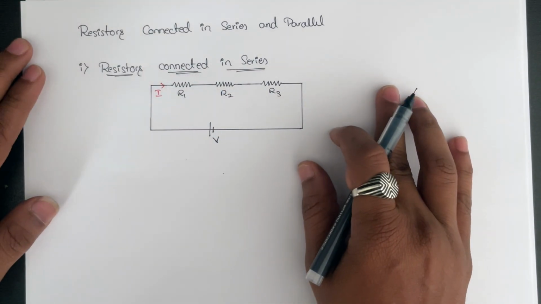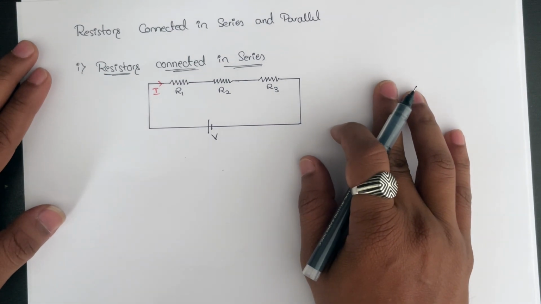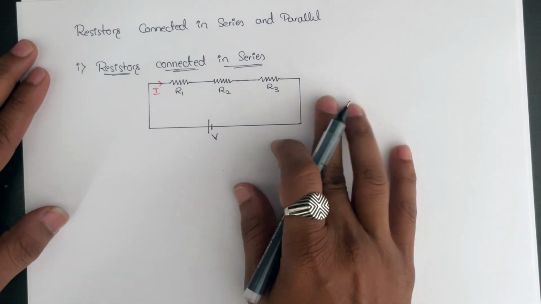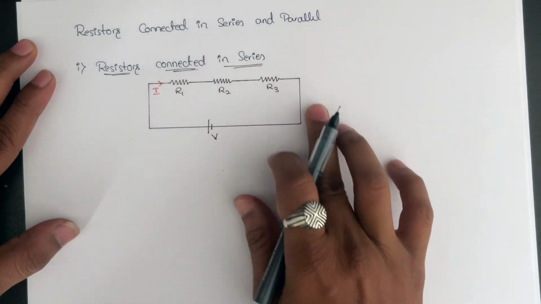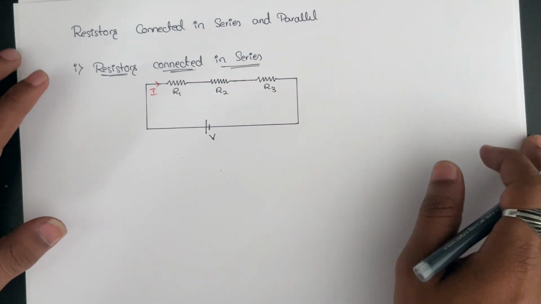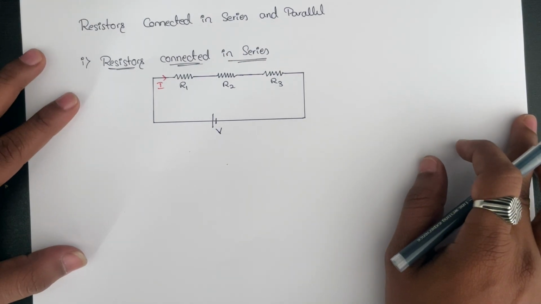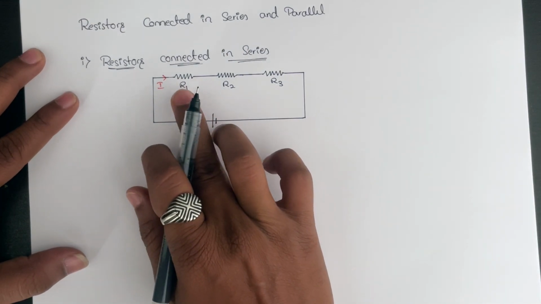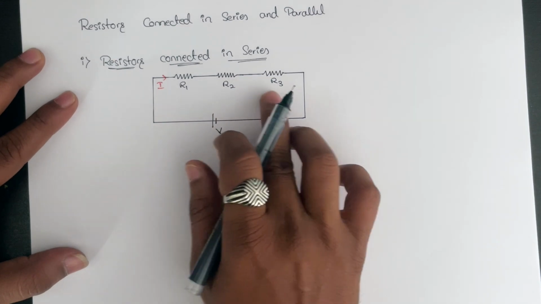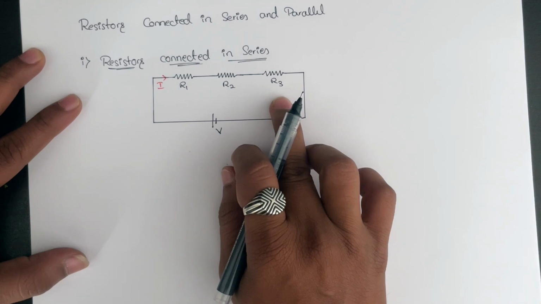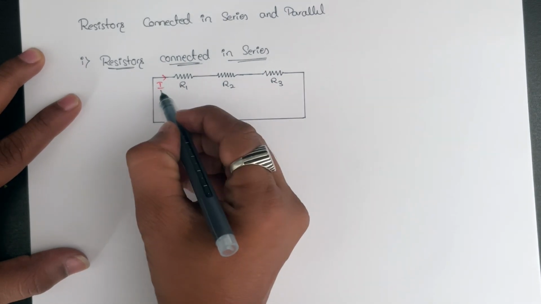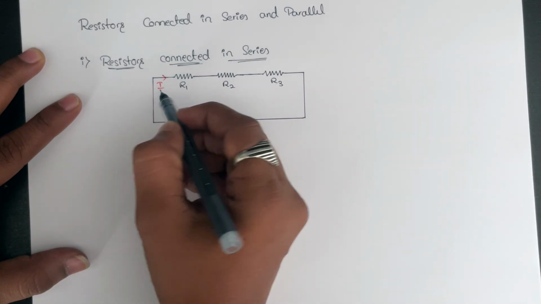Here we can see that when two or more resistors are connected in series, the current flowing through them remains the same. The same current will be flowing throughout the circuit when connected in series. Here we can consider three resistors R1, R2 and R3 connected in series, and let the current flowing in this circuit or through the resistors be I.